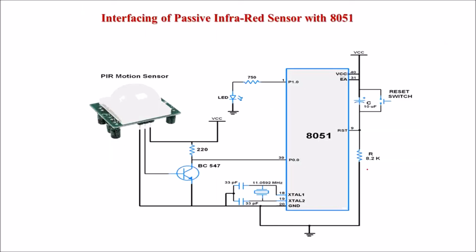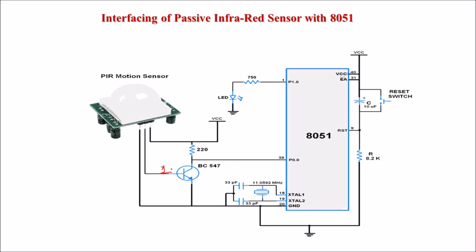This is the interfacing diagram of the PIR sensor with the 8051 microcontroller. It has 3 terminals: one is ground, one is VCC and the third terminal is the output terminal. The value at this terminal will be logic 1 when motion is detected, and logic 0 when there is no motion.